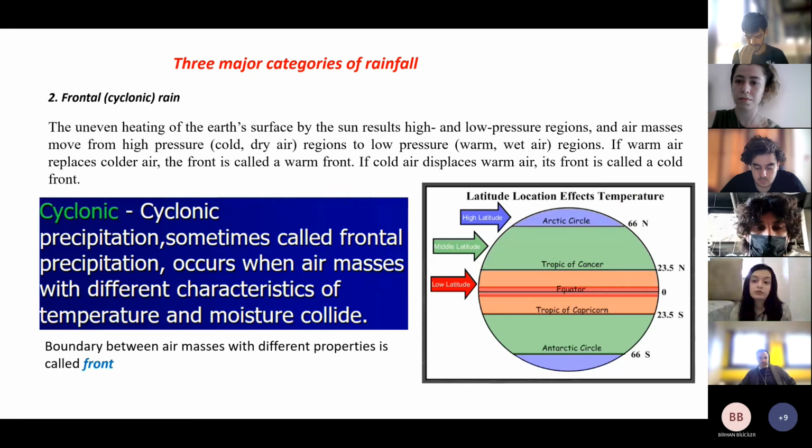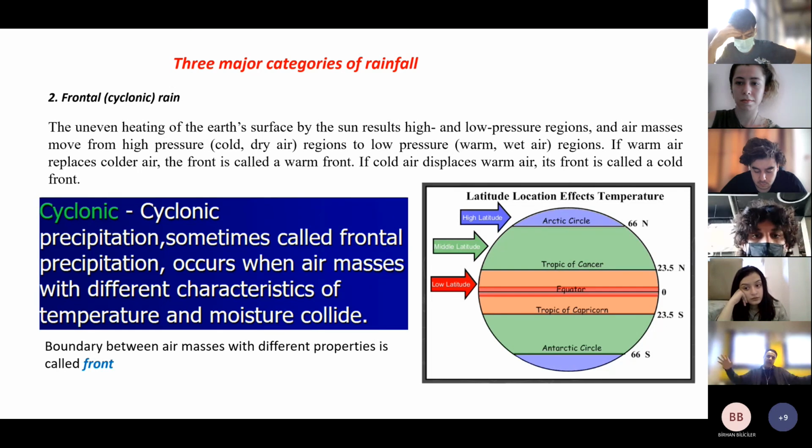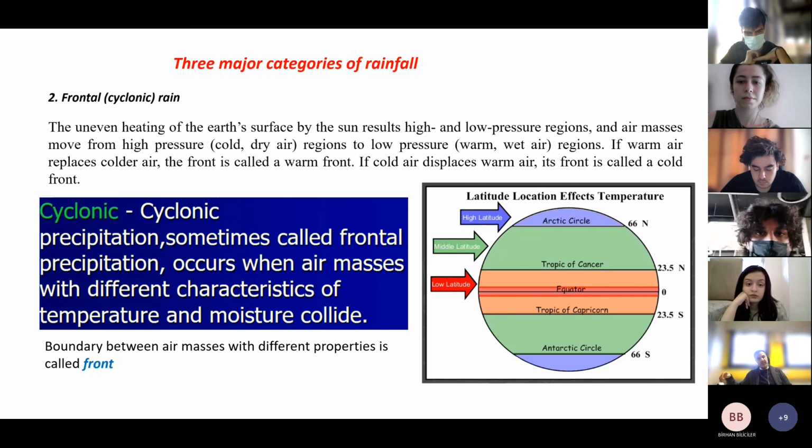The other kind of rainfall is called frontal or cyclonic rain. You have also heard this word, cyclone, in meteorology reports. You may have heard that a big cyclone is coming close to, for example, eastern Turkey, and therefore we will have 2 or 3 days of rain in the eastern part of the country. You see, I'm talking about big areas. This is called cyclonic rain.